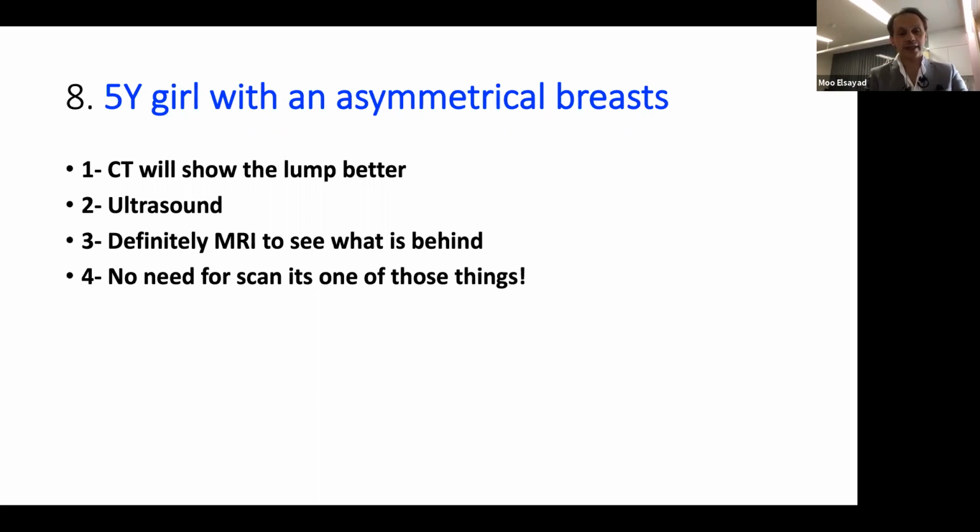MRI is too intimidating. The child is very small. It's going to be non-specific because the MRI machine is huge. The child will be there, will be moving, so we wouldn't get an answer. And actually, it's very common to get asymmetrical breasts in girls, and we scan them, and it usually shows a bit of asymmetrical early gland formation. So no need for MRI.